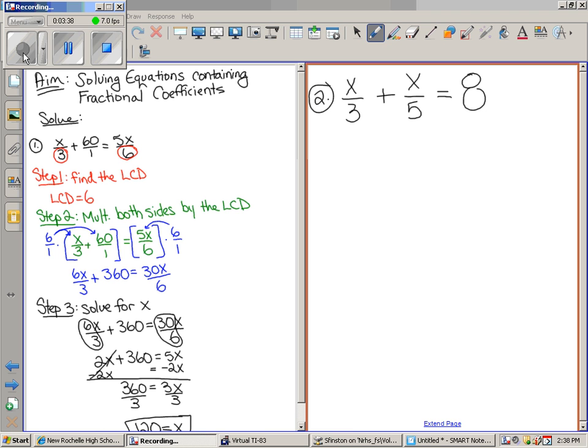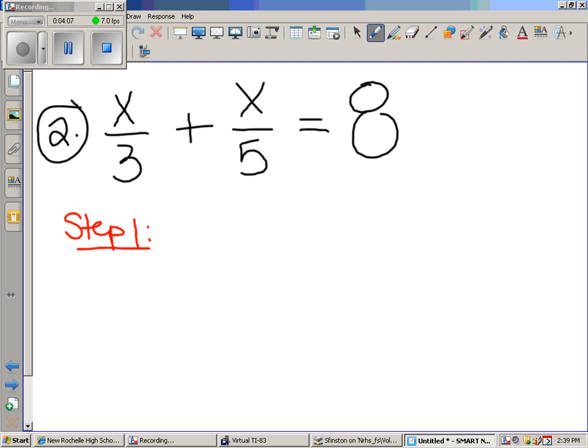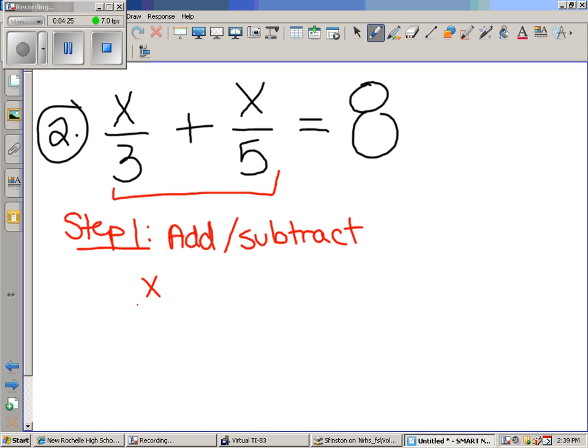So problem number 2, I'm going to show you one other alternate way to solve these problems. Step 1 in the alternate approach is that you have to simplify this: add or subtract. What do I mean? I mean that this over here has to be combined together.